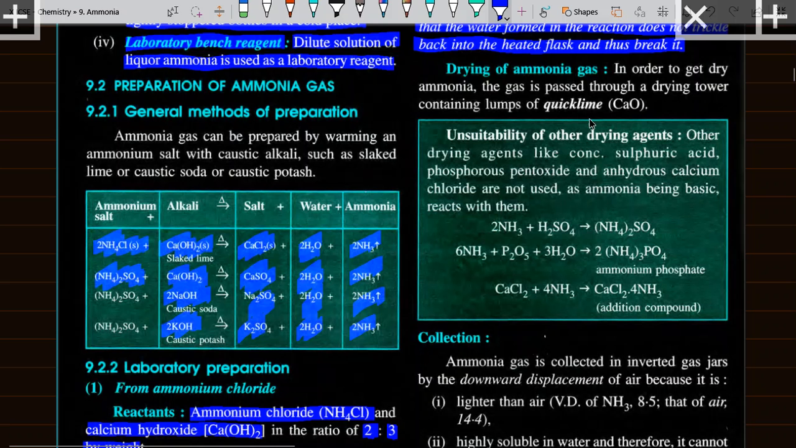Drying of ammonia. In order to get dry ammonia, gases pass through a drying tower containing lumps of quicklime. Lumps of quicklime, that is calcium oxide.